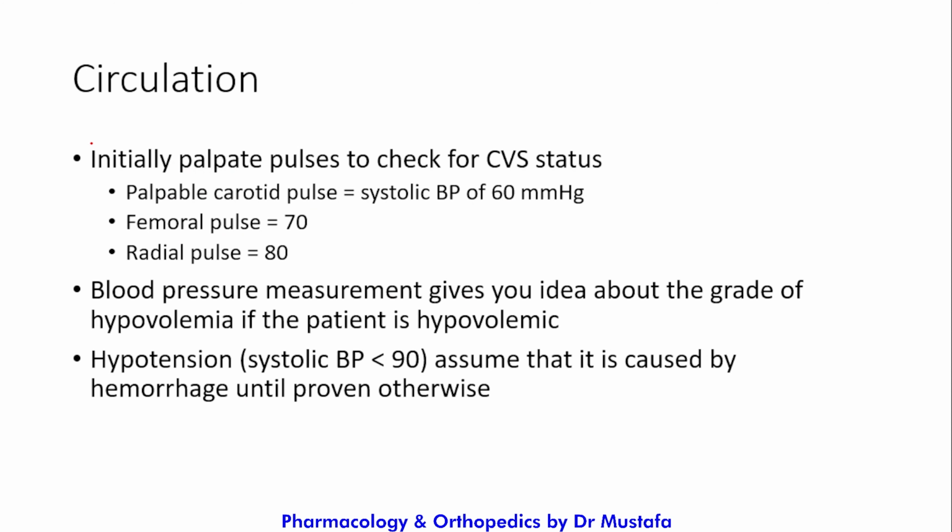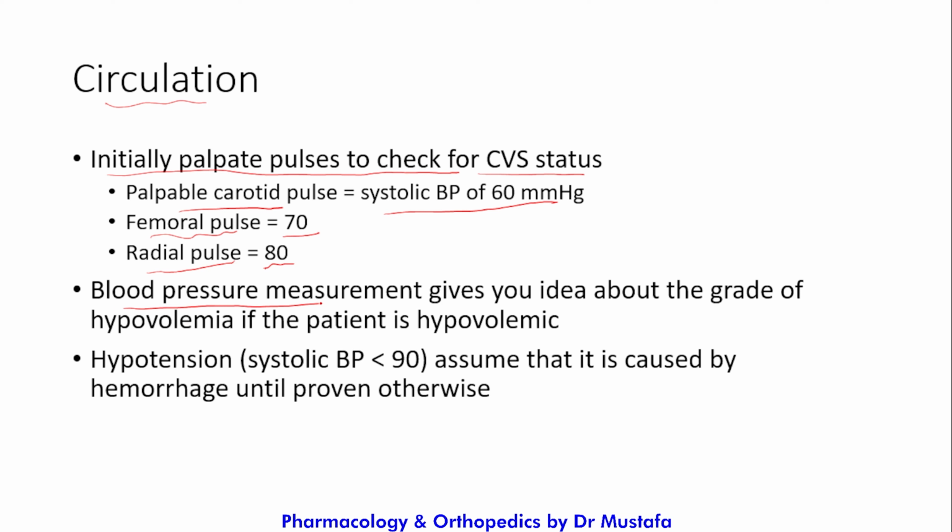And after breathing comes the circulation, that's the C in the ATLS. So initially palpate the pulses to check for the cardiovascular system status. If you palpate the carotid pulse, the systolic blood pressure of the patient is 60. If the femoral pulse is palpable, the systolic blood pressure of the patient is 70. And if the radial pulse is palpable, then the systolic blood pressure of the patient is 80.